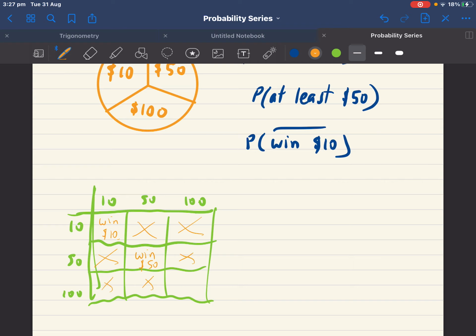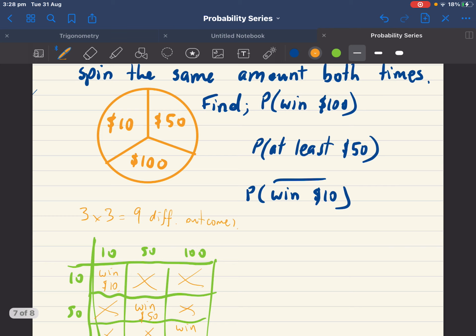No good for that one, no good, no good. And down here is the best case scenario for this game. You spun 100 both times. You've won your $100. So there were 9 different possible configurations when spinning this wheel twice. By the way, that's not surprising. There are 3 options on the first spin, 3 options on the second spin, so there are 9 different outcomes. They call that the fundamental theorem of counting. But anyway, it was 9 different outcomes, which is what we got, and we worked out how many different ways you could win.